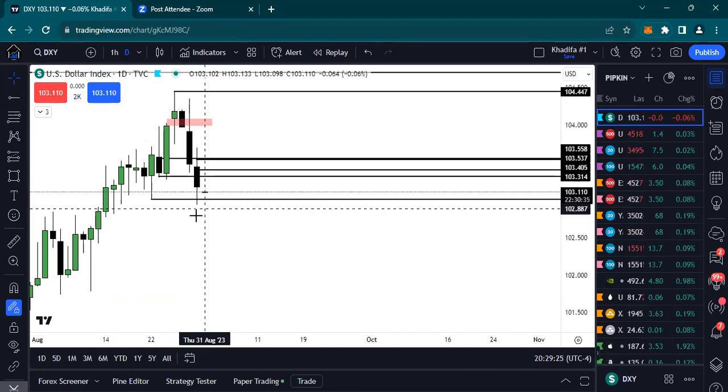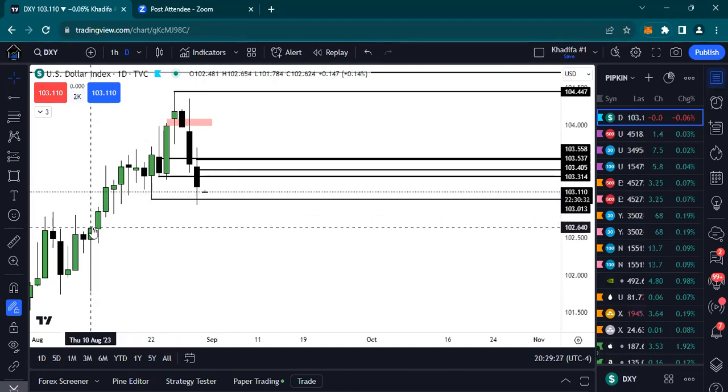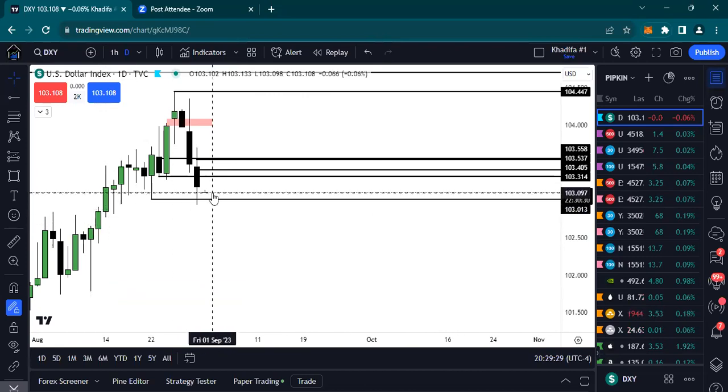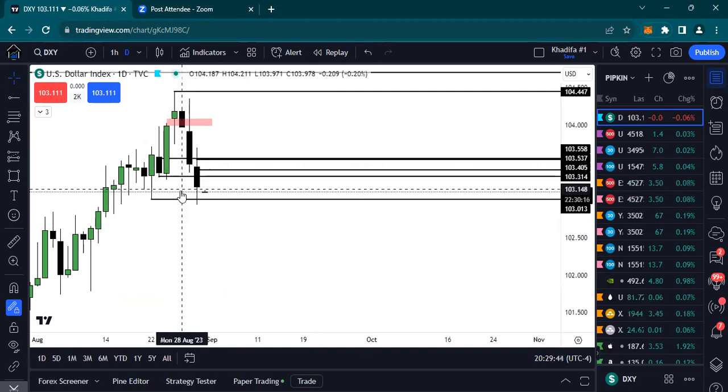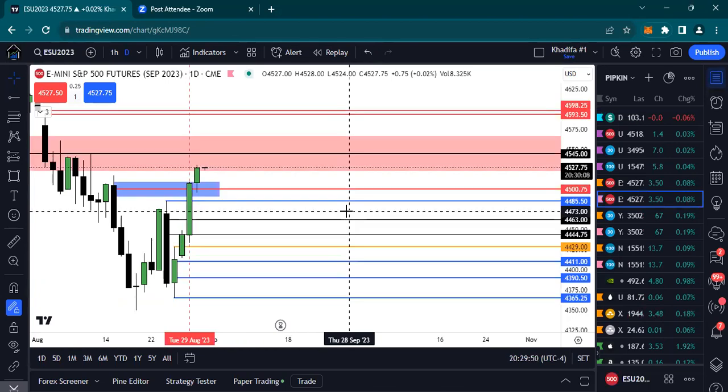I would like to see price continue lower and run this daily fair value gap. But I am anticipating a pullback up into these premium levels that we just pushed through. Yesterday's premium level and this lower premium level, the weekly PD array that we pushed through. So that's my gun to head bias for the dollar.